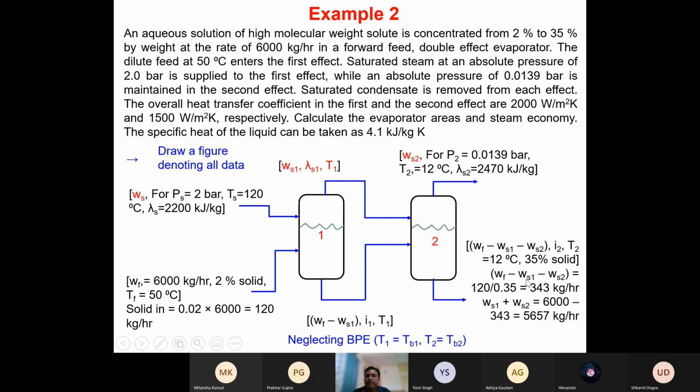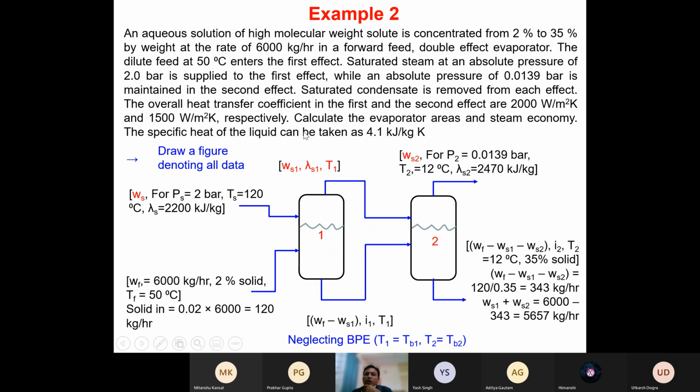Is it clear to everyone? Just a pure mass balance, isn't it? Yes, sir. By taking the basis of the solid content, it is not going to change because it's not going to evaporate. So here the solid content is 2%, but that comes out to 120 kg per hour. Here by keeping that 120 constant, I can calculate how much is the total amount of solution. That comes to around 343 kg per hour. If I subtract that from the 6000, that gives me the total amount of evaporation that takes place between effect 1 and 2. So that is nothing but WS1 plus WS2. So that is 5657 kg per hour.